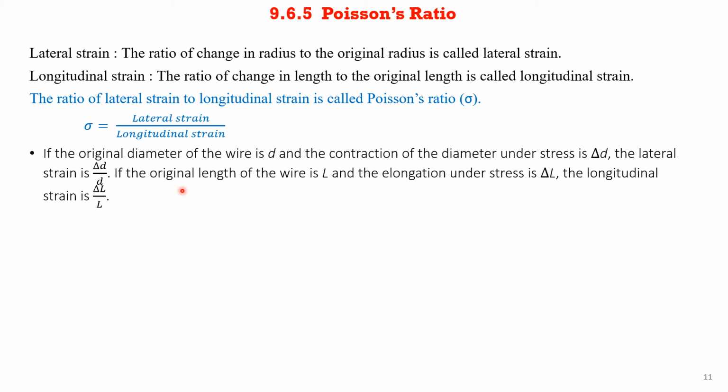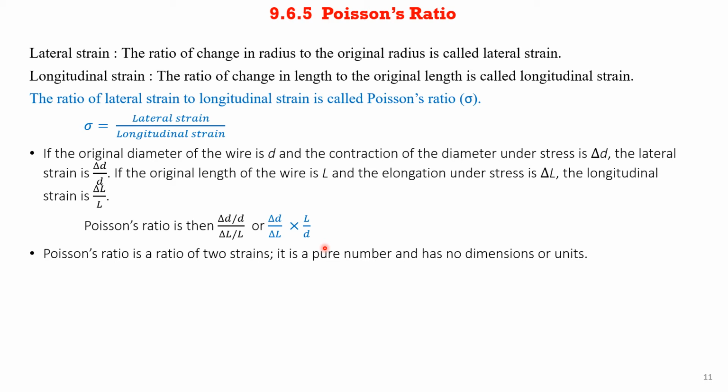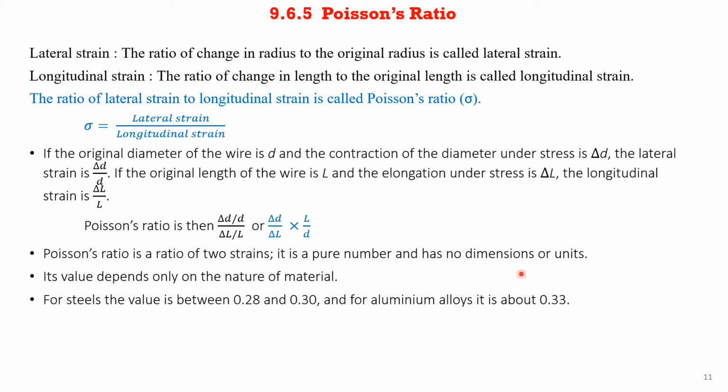The ratio remains the same. Therefore, the Poisson's ratio is defined as delta D by small d divided by delta L by capital L, or delta D by delta L into capital L by small d. Therefore, Poisson's ratio is a ratio of two strains. It is a pure number and has no dimensions or units. Its value depends only on the nature of the material, or it is a characteristic of the material.